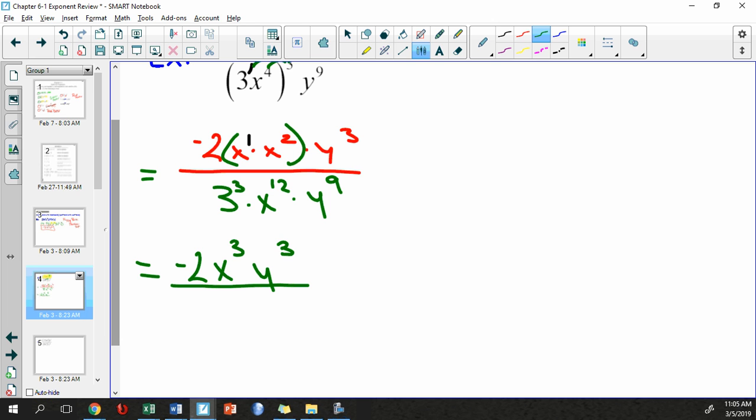Now my bottom. What is 3 cubed? What does 3 cubed mean? 3 times 3 times 3, which is 3 times 3 is 9, times 3 is 27. Why did I write 73? Okay, 27. X to the 12th, y to the 9th. Okay, now I need your brain to visualize this. What does it mean to be x cubed? What is x cubed?